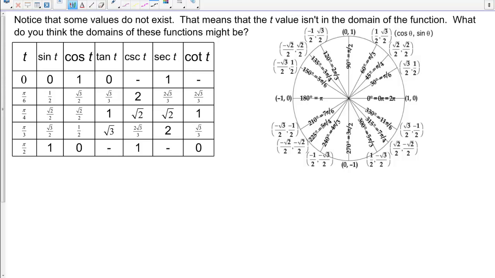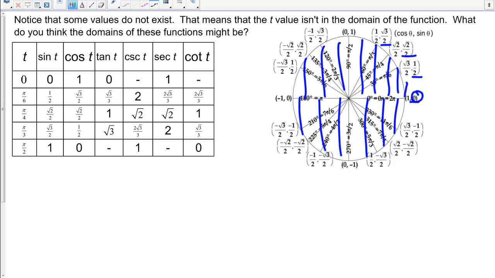So we have 0, 1/2, square root of 2 over 2, square root of 3 over 2. And so we know that sine of our angle is going to be the height. And although we can have a height of 0, there's never a place where our height is not going to exist. We always have some sort of height, even if it's 0. So the domain of sine of t is all real numbers.